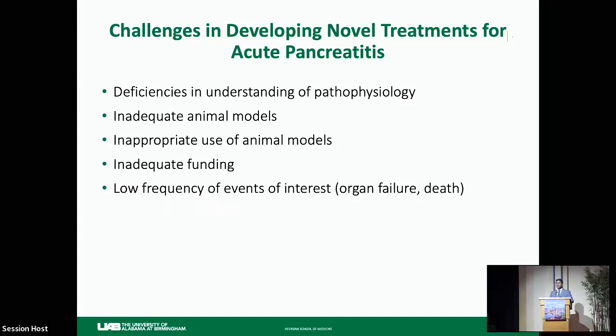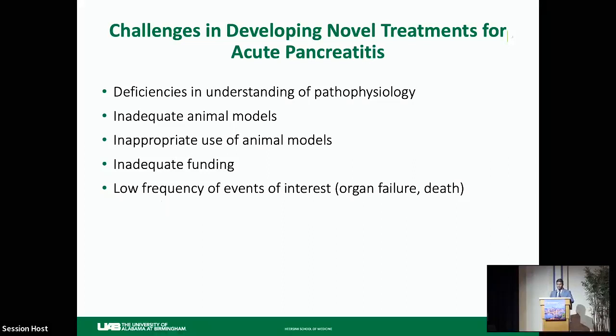However, even after decades of research, there is still no specific cure available, and there are a number of reasons for that. One is our incomplete understanding of the pathophysiology of the disease. Again, there are inadequate animal models, which I would explain in the next slide. And there is, again, an inappropriate use of animal models.